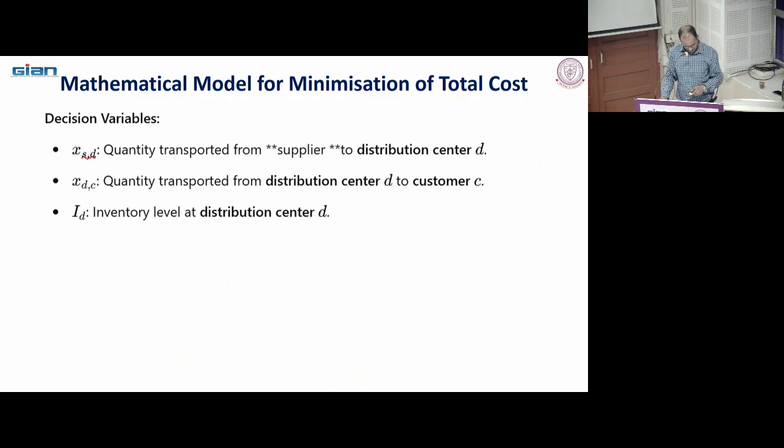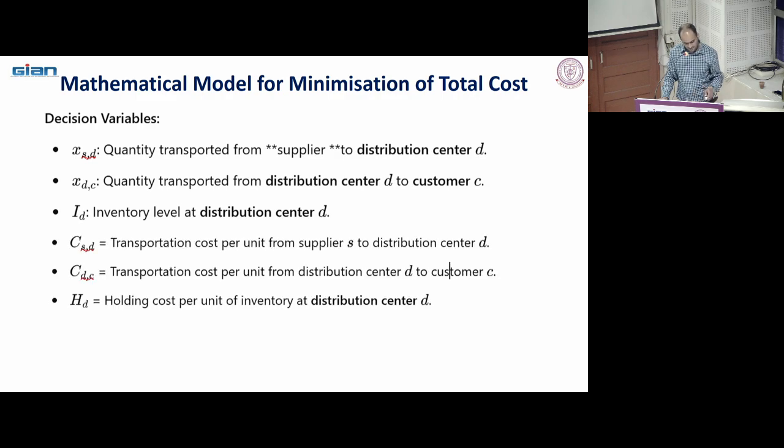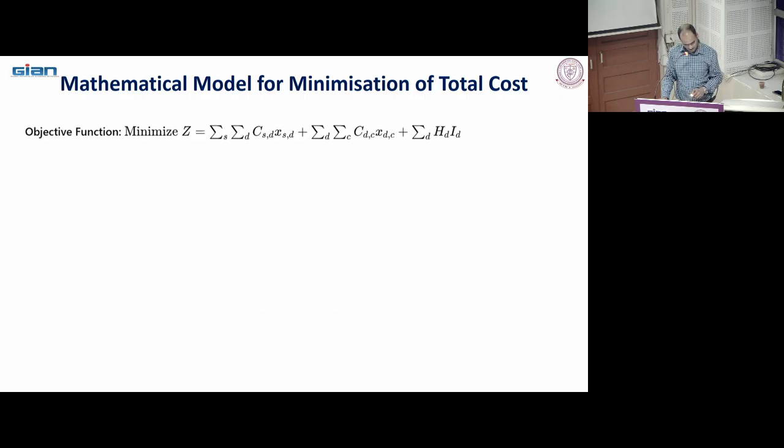Okay, so these are our decision variables. Quantity transported from supplier to DC, the second one from DC to customer, and the inventory available. This is the transportation cost: cost from supplier to DC, DC to customer, and then holding cost. This is my objective function. Is it correct? Check it again. Is anything missing here?